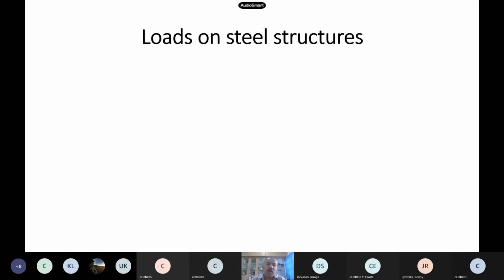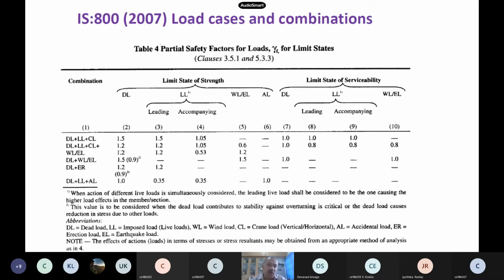So last class, we closed our first unit, that is the basics we have discussed. Then we have come to loads on steel structures. I gave you an introduction in the last Friday's class. So we have seen what loads you have to use. Our IS 800 clearly specifies dead load, imposed load, crane load, wind load, earthquake load, temperature, accidental loads. All these things are available in our IS 800.